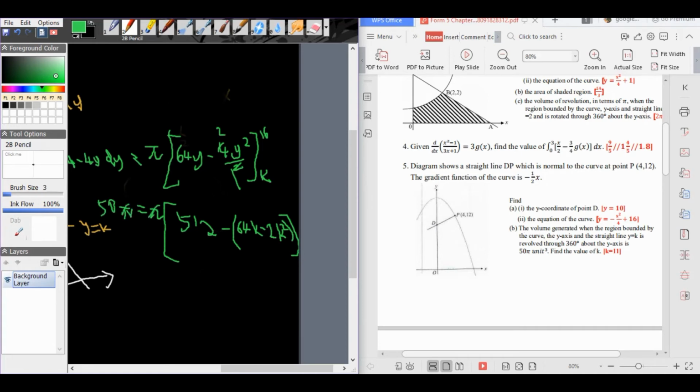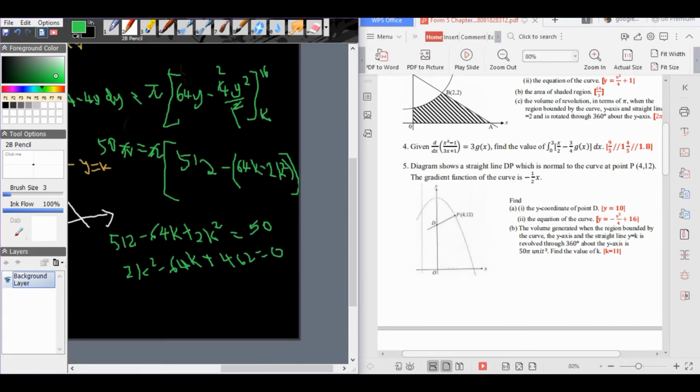Okay, pi you can cancel. We just compare the numbers here. So you will have 512 minus 64k plus 2k squared equals to 50. Rearrange. So 2k squared minus 64k plus 512 minus 50, 462 equals to 0. Solve this equation. You will have k equals to 21 and k equals to 11.